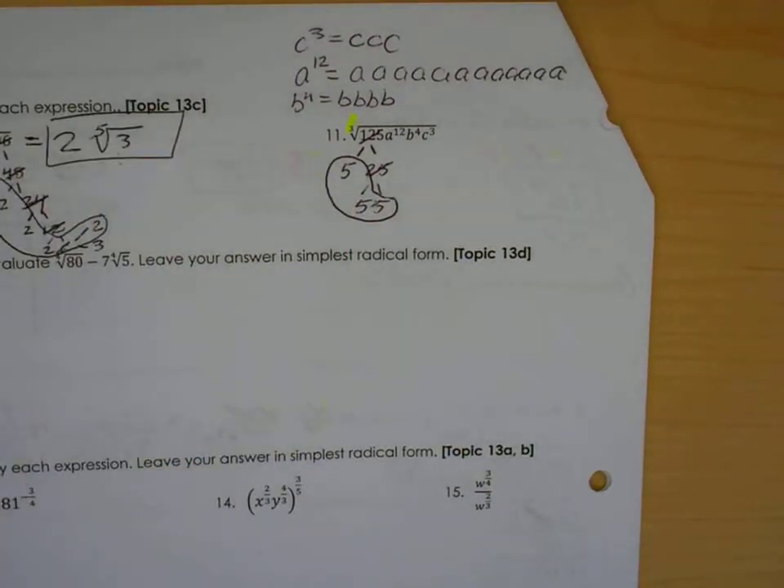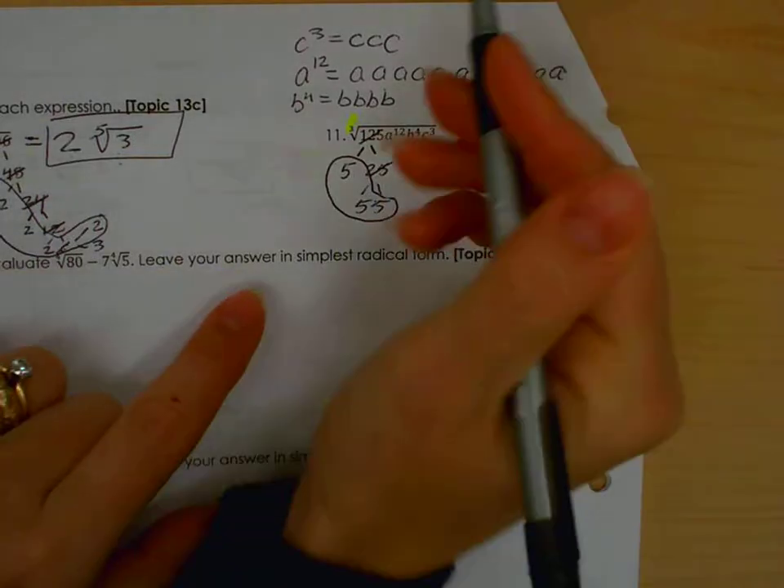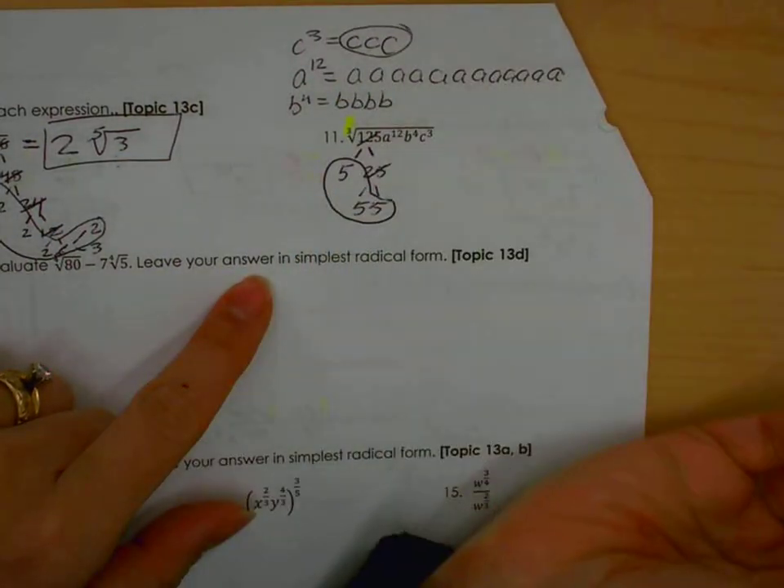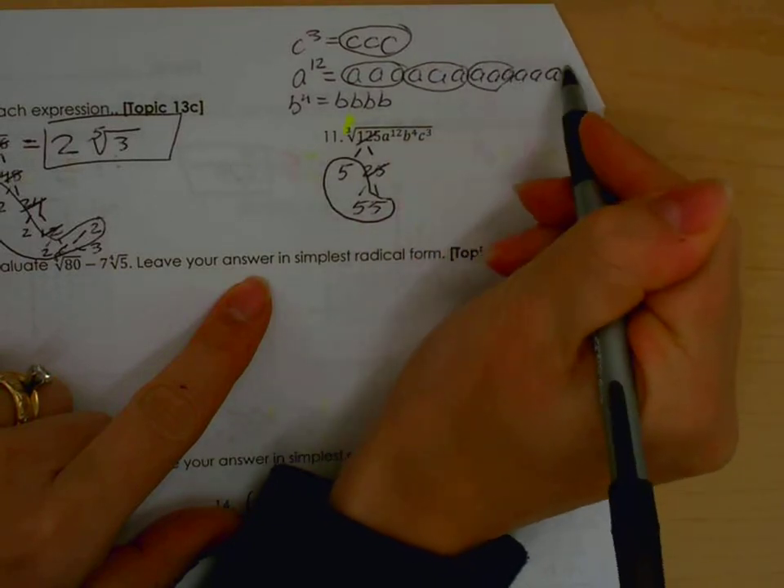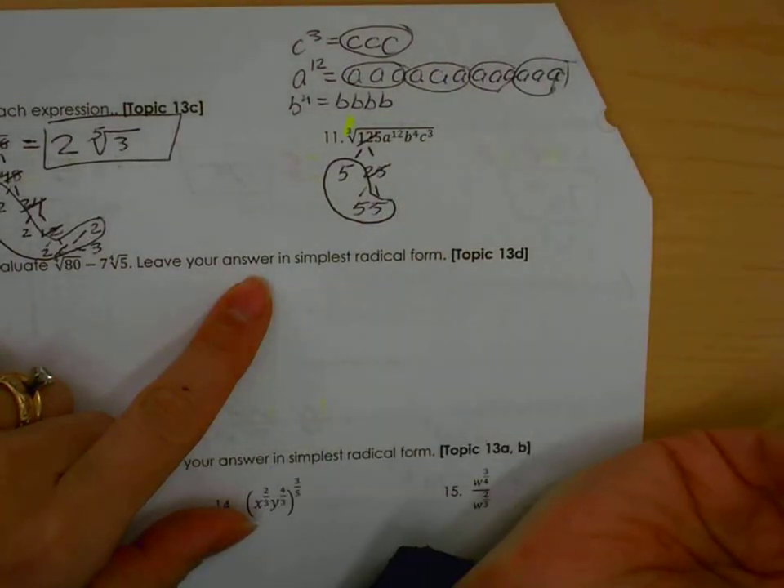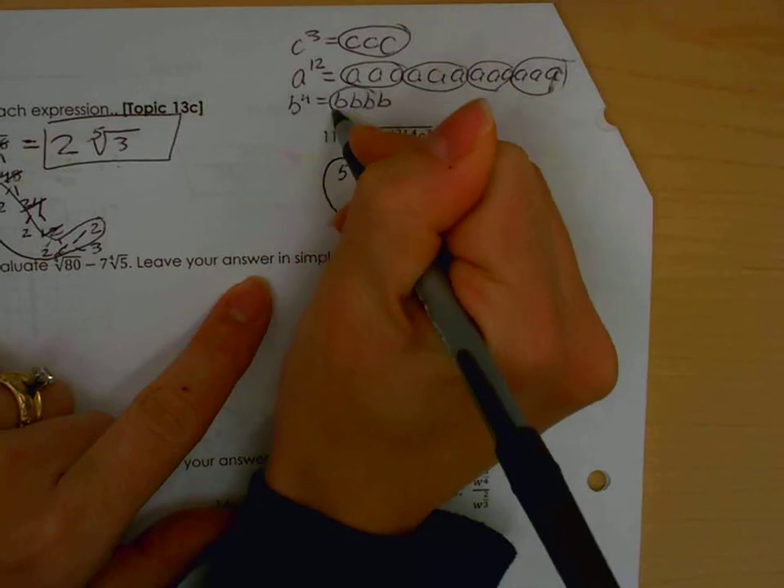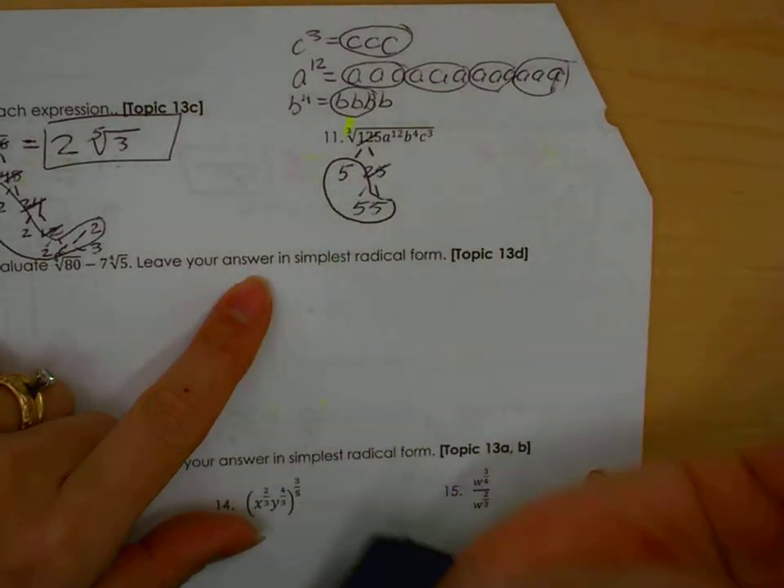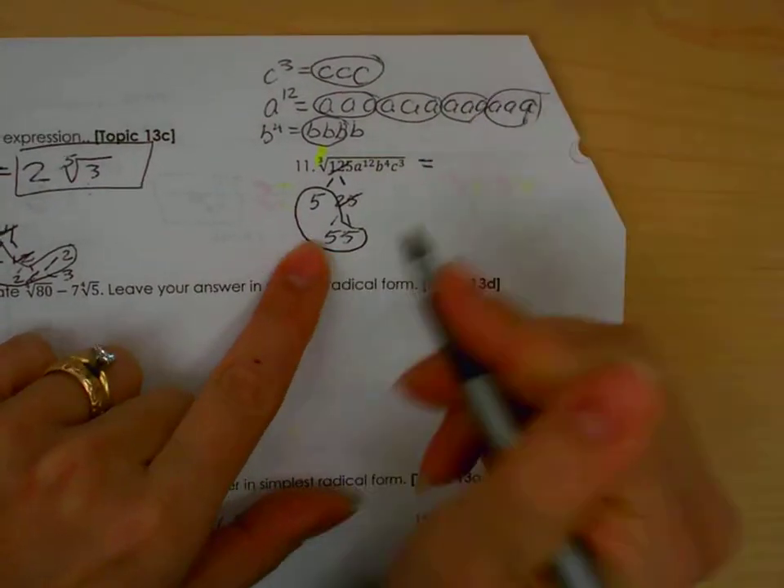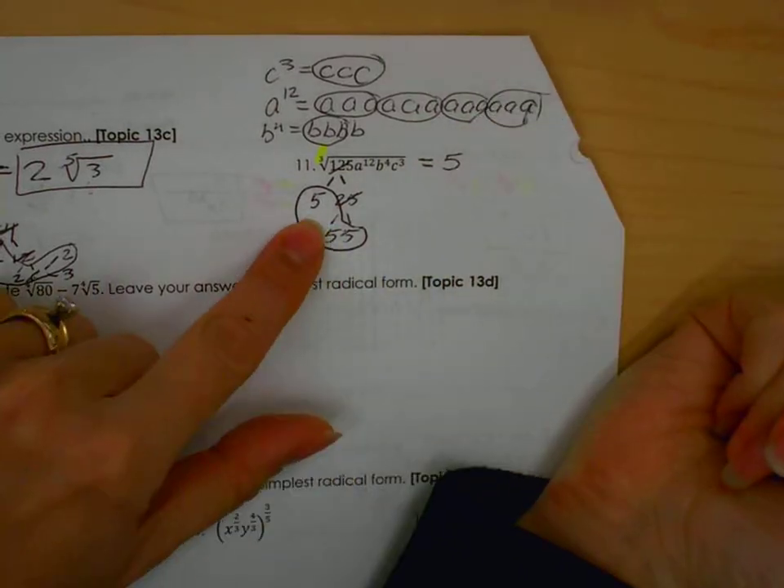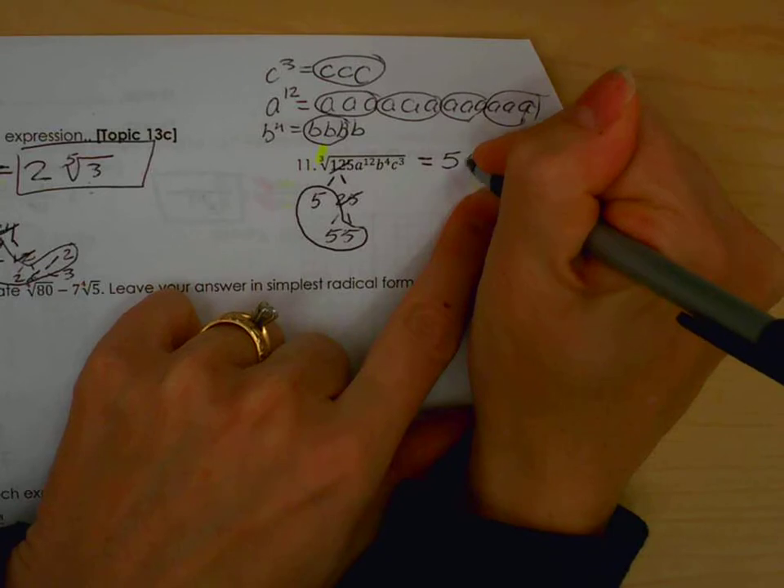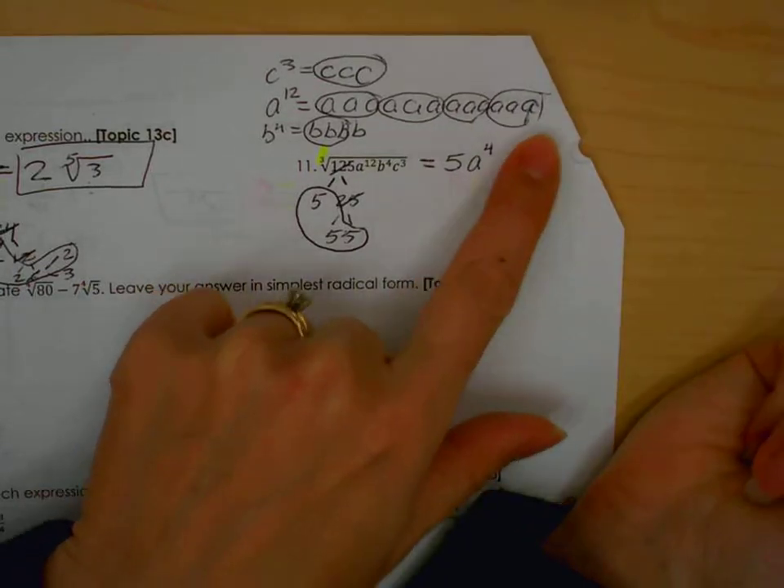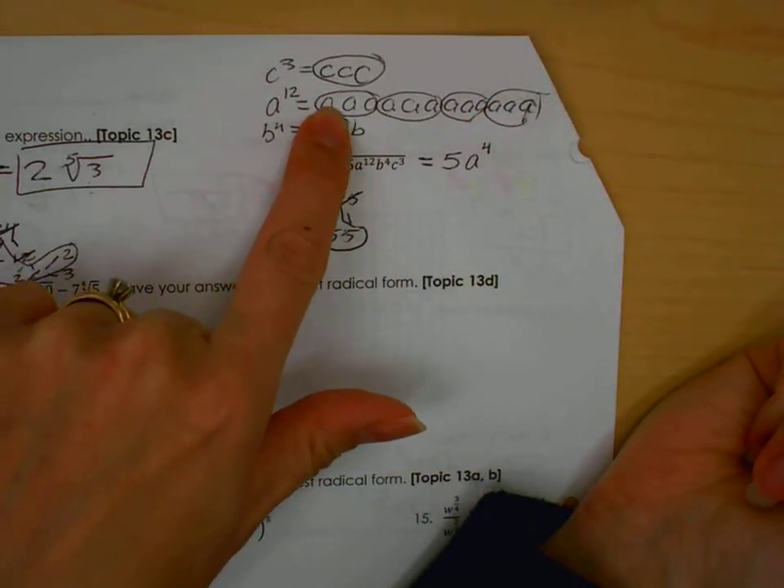So I'm looking for groups of 3 for my letters as well. I have one group of 3 C's. I have 1, 2, 3, 4 groups of A's, and one group of B's with 1 left over. So here's what's coming out. I have a 5 coming out because I have a group of 3 5s. I have 1, 2, 3, 4 A's coming out because I have 4 groups of A's.